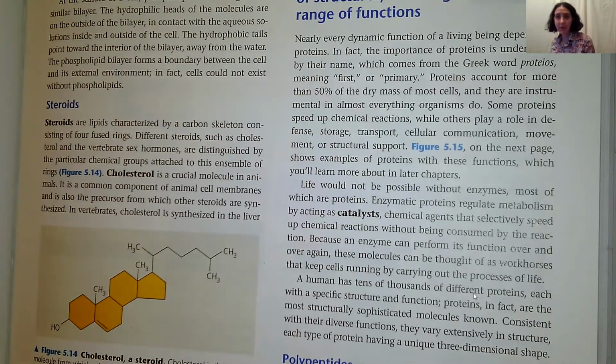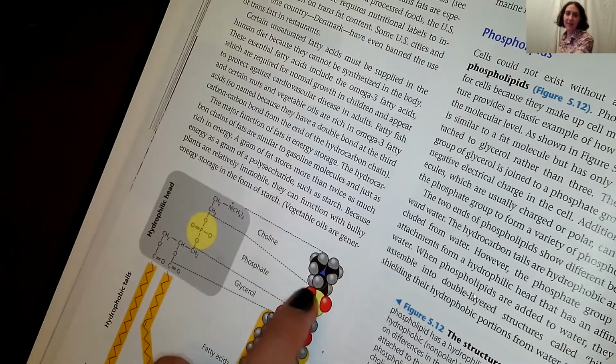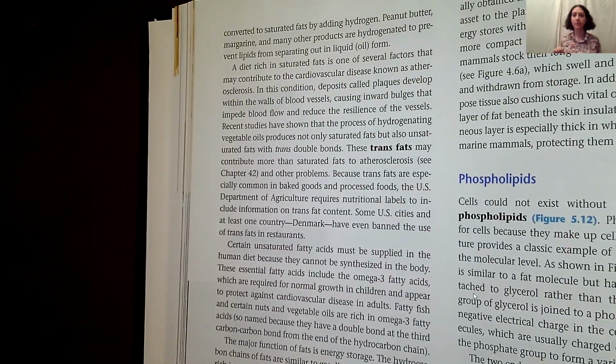You'll notice with lipids that you definitely don't need nitrogen. And you can have steroids without phosphorus also. You do need phosphorus for the membranes because of that phosphate head. That's that yellow molecule, the yellow dot right there. Okay, so that's pretty cool.